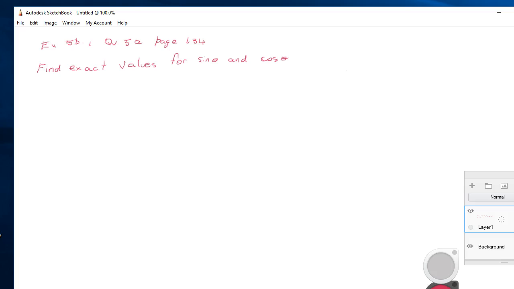In question 5D.1, you're asked to find the exact values for sine theta and cos theta given the information tan theta is equal to 2/3 and the domain is limited to theta in the first or the second quadrant. Oh, it's in the first quadrant because it's pi on 2.